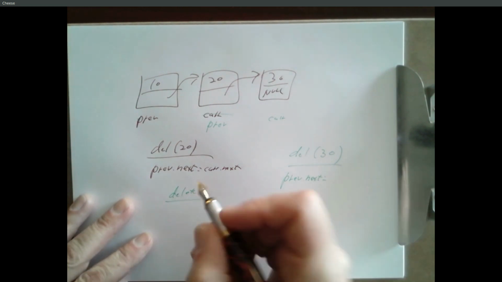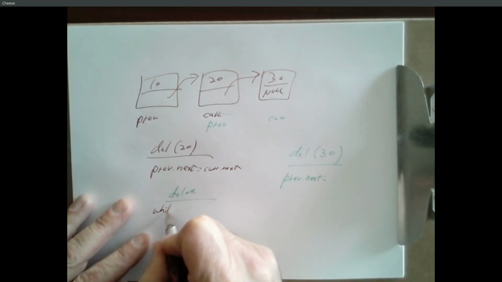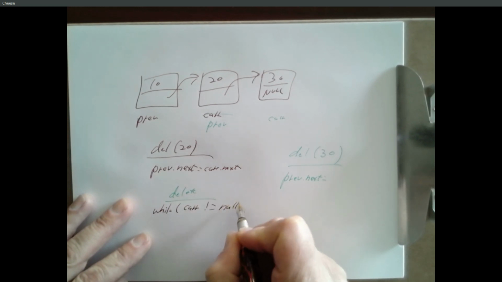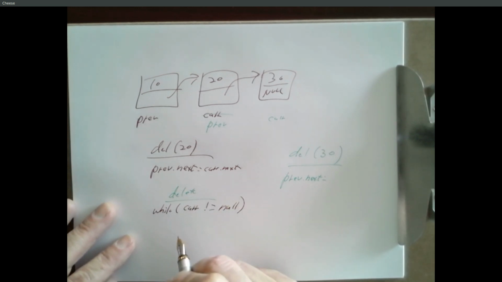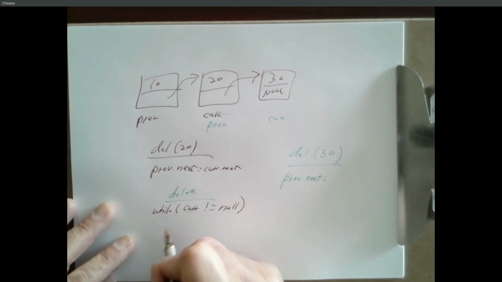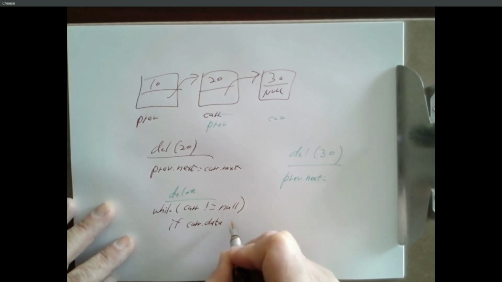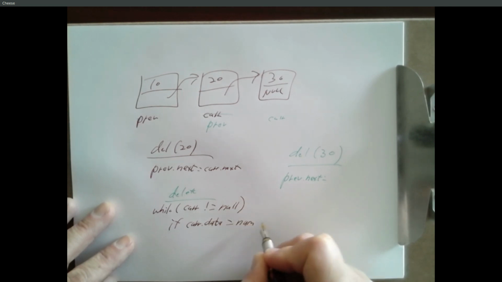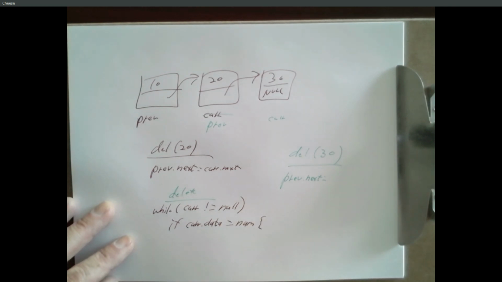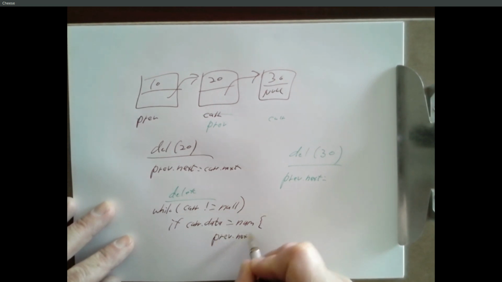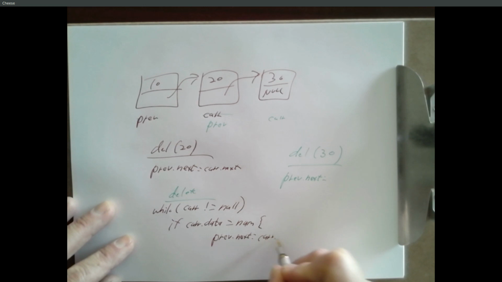So initialize your previous and current, right? While current is not equal to null, as opposed to while current dot next. If current data equals number, then I think you can just do previous next equals current dot next.